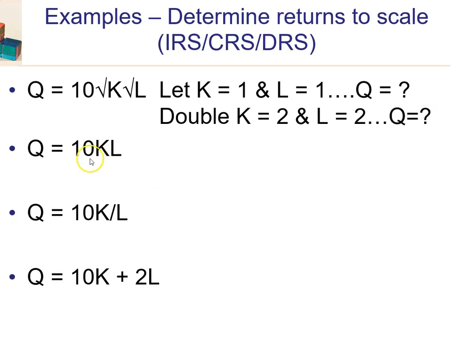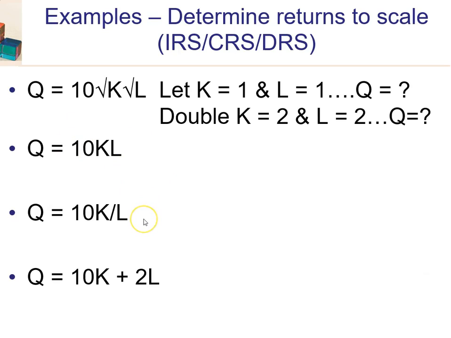Let's try it now for the second one. Again, let your capital and labor both be 1. How much is your output? Correct, it's 10. Now, let your K and L both be 2. You've doubled your inputs. So you've got a 10 times 2, which is 20, times another 2, which is 40. So your output was 10, and now it's 40. You doubled your inputs, your output more than doubled, increasing returns to scale.